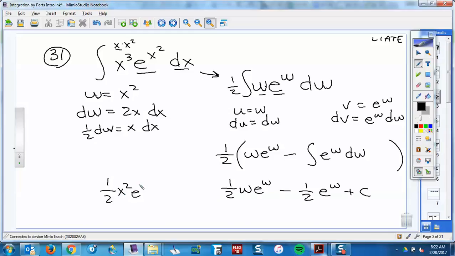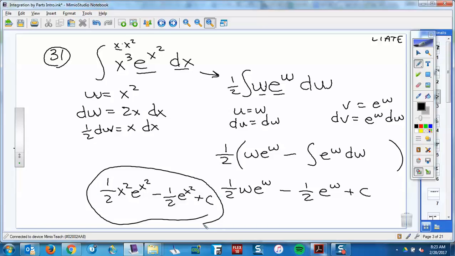Do you use the plus c for business integration? There's always a plus c when you're doing the antiderivative, unless this was a definite integral. The plus c always comes at the very end. After you're done doing your antiderivative, you tack on your plus c. But if it was a definite integral, then you leave off the plus c. So there it is right there.